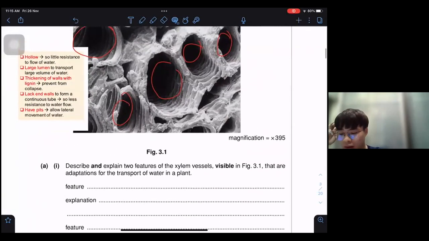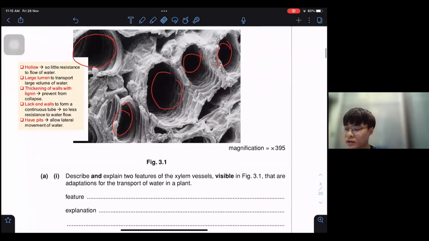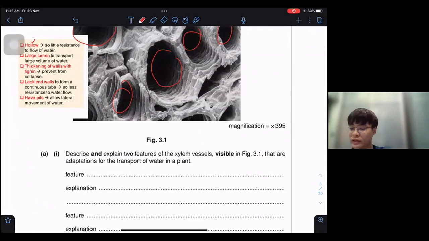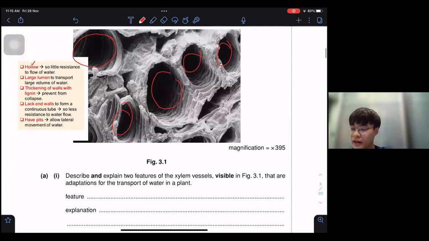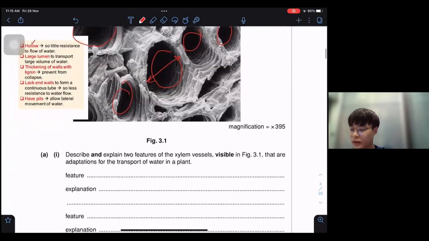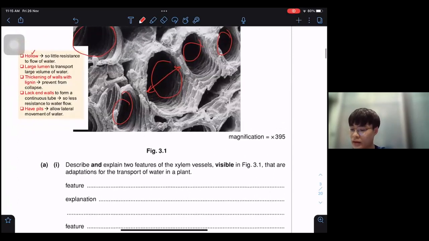we can explain that this xylem vessel is hollow. And for the explanation, it offers little resistance to the flow of water. We can also explain that there's a large lumen, because what we see here has a large diameter and is able to transport a large volume of water. But then thickening of the wall with lignin prevents collapsing.